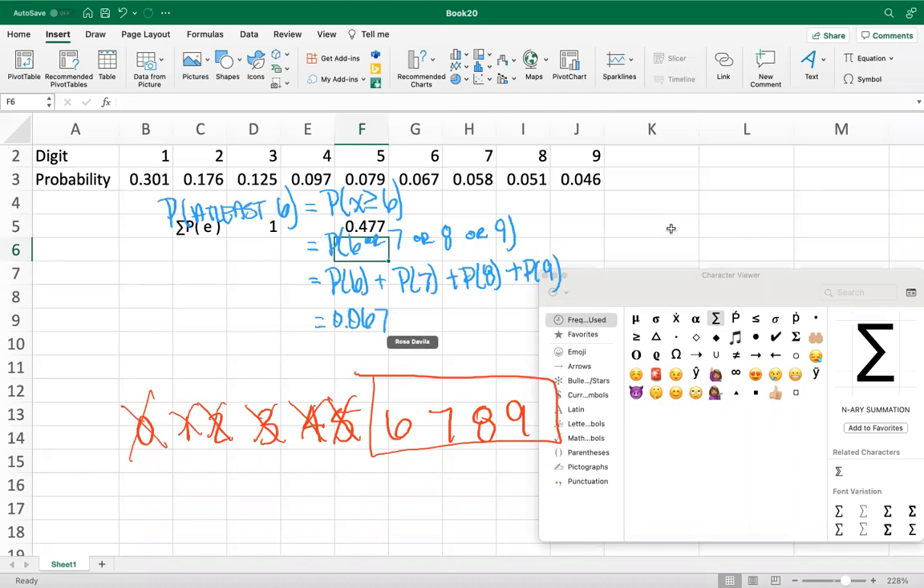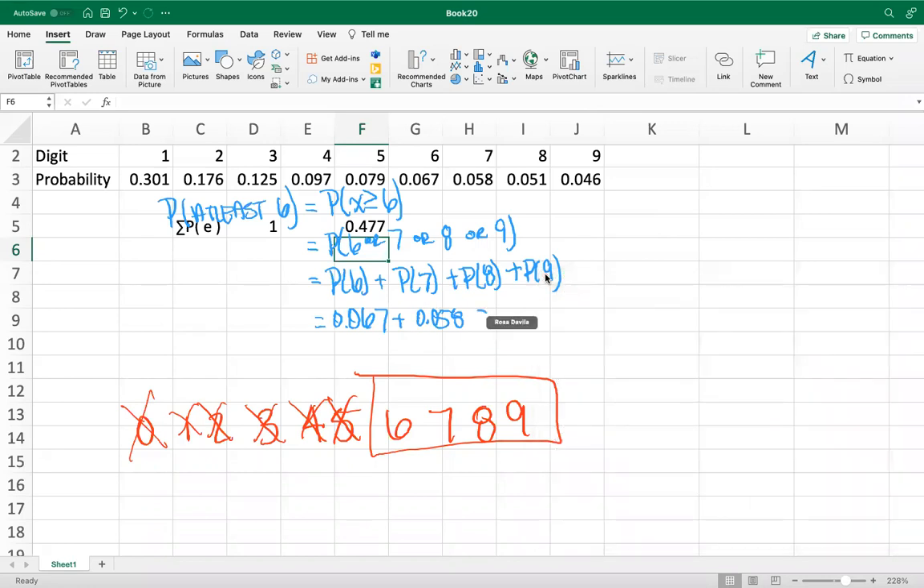And this is equal to the probability of 6, which is 0.0067, plus the probability of 7, 0.058. Probability of 8, 0.051, plus the probability of 9, 0.046.